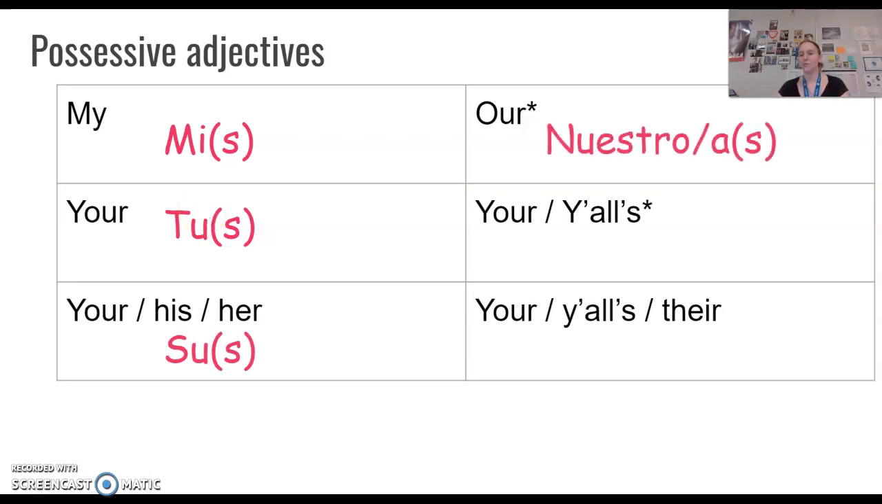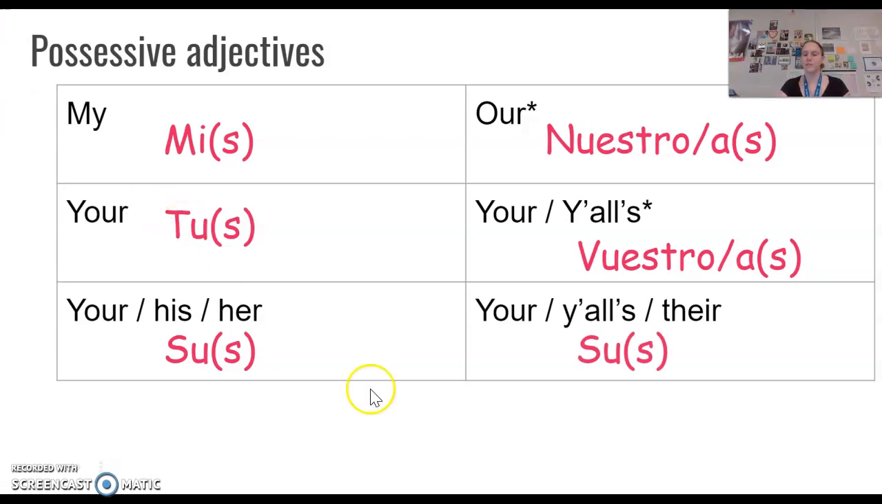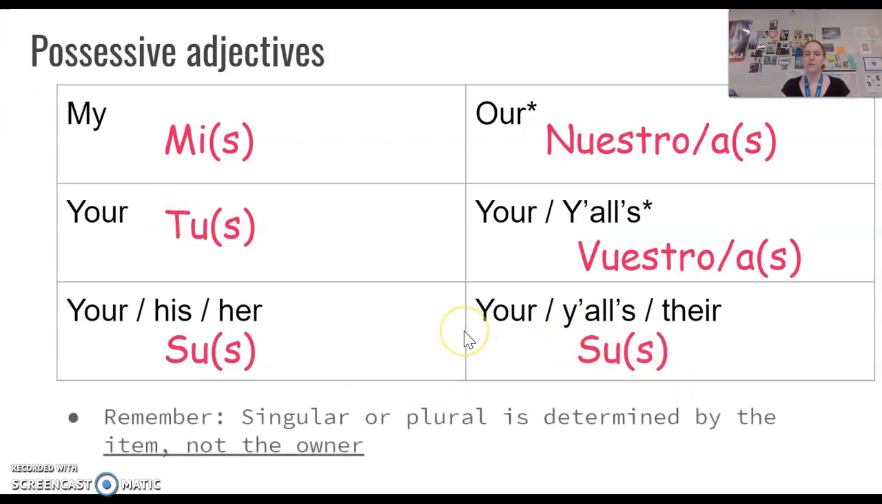For our, it's nuestro, nuestra, nuestros, or nuestras. For y'all's belonging to vosotros, it's vuestro, vuestra, vuestros, vuestras. And for y'all belonging to ustedes or their, it's su or sus. So the third person is always the same. It's important to remember that the singular or plural is determined by the item, not the owner. So the owner tells you which of these to use. The item tells you to use this or not.